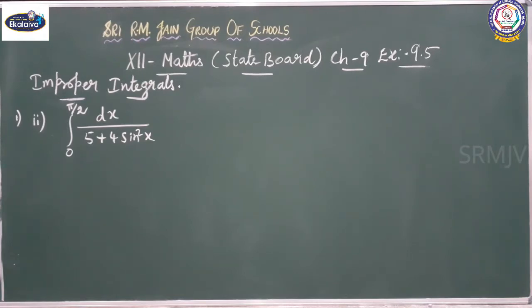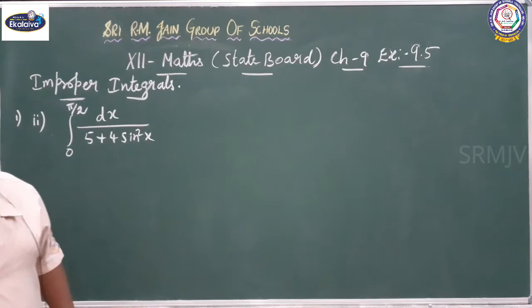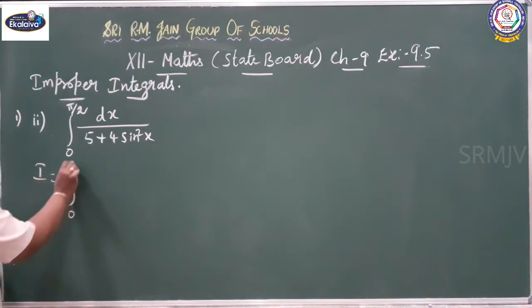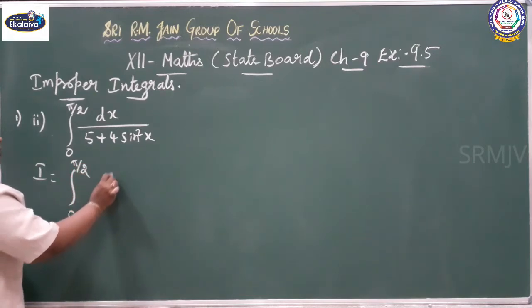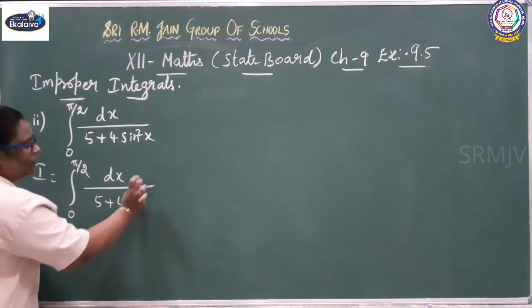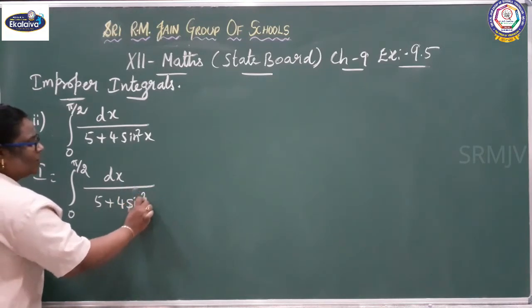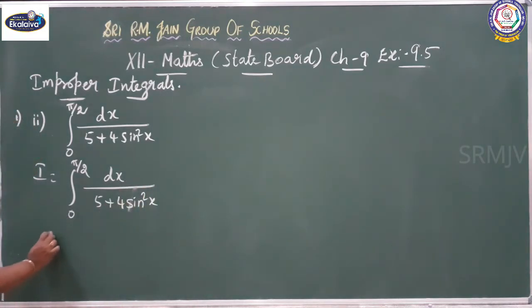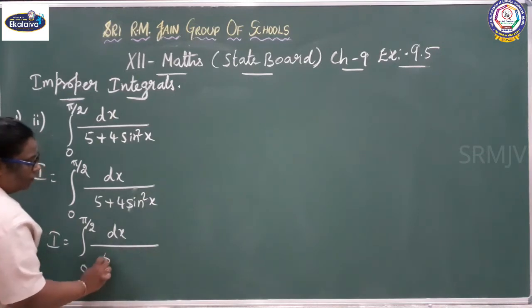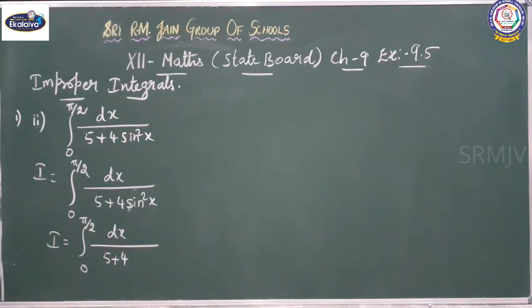See the second subdivision, integral 0 to pi by 2 dx by 5 plus 4 into sin square x. You can take it as I equal to integral 0 to pi by 2 dx by 5 plus 4 into sin square x. What is the formula for the trigonometric identity for sin square x?